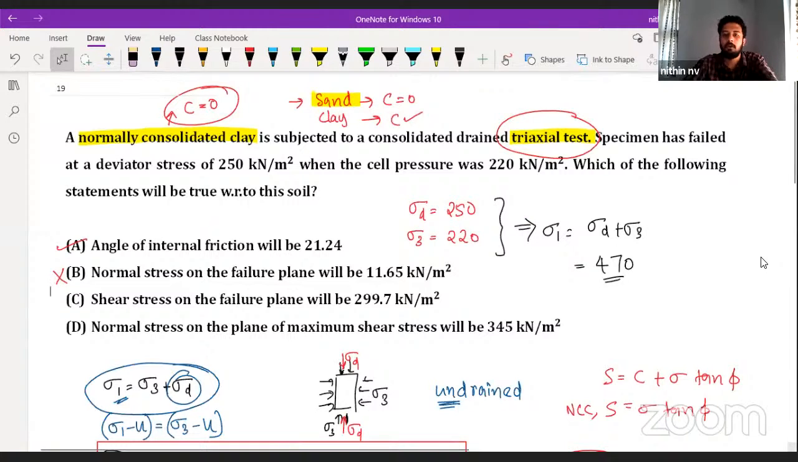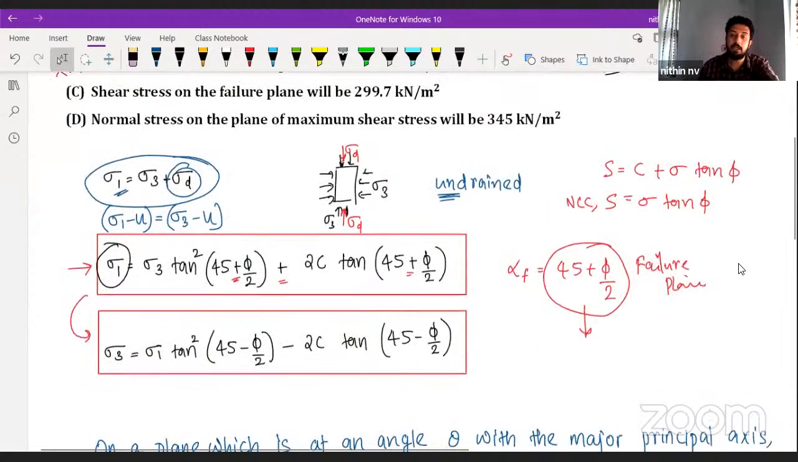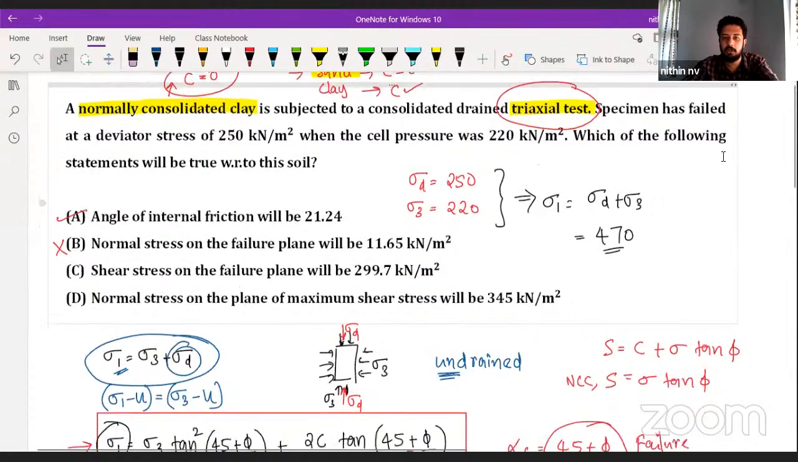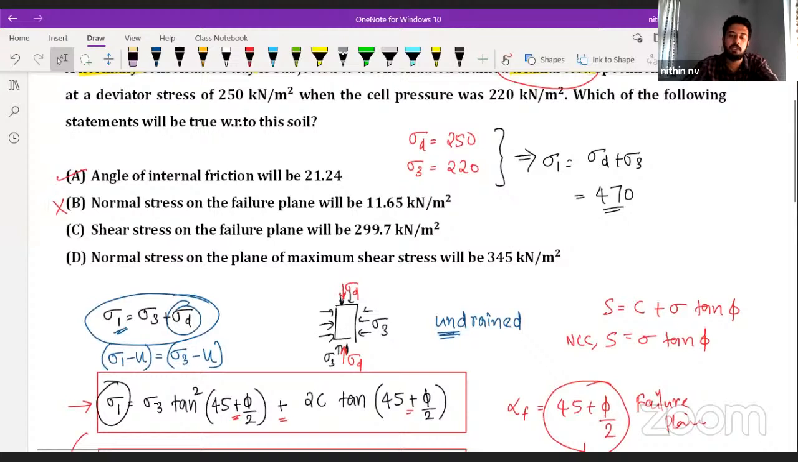Okay, if it is an undrained test, then U, the pore water pressure, will also come. If they are giving that it is an undrained test, they will give the pore water pressure also in the question. Then everywhere we have to substitute. In place of sigma 3, it will be 220 minus U. In place of sigma 1, it will be 220 minus U plus 250 minus U. So 2 times minus U will come in sigma 1 if you are calculating based on sigma 3 and sigma d. Understanding?